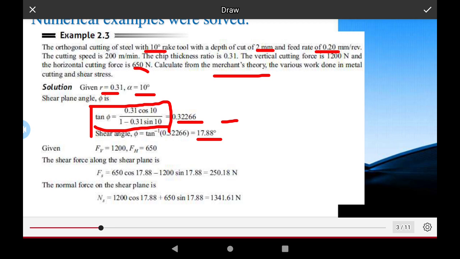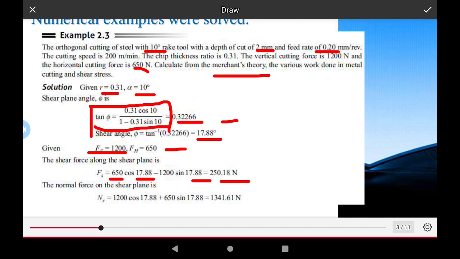Now find the value of the shear force along the shear plane. The vertical force is 1200 Newtons and the horizontal force is 650 Newtons. The shear force is Fs equals Fh cos phi minus Fv sin phi. Putting phi as 17.18 degrees, Fh as 650 Newtons and Fv as 1200 Newtons, we find the shear force on the shear plane.